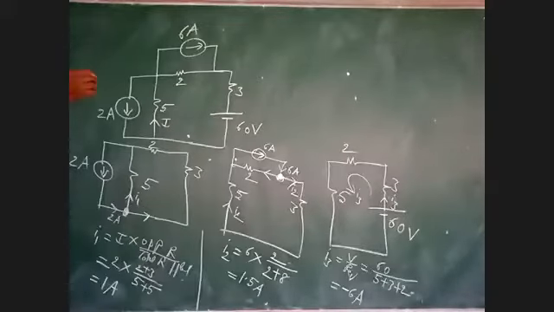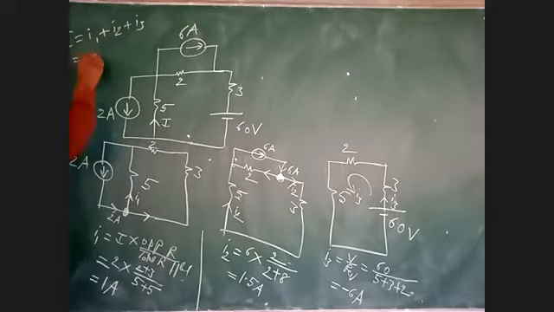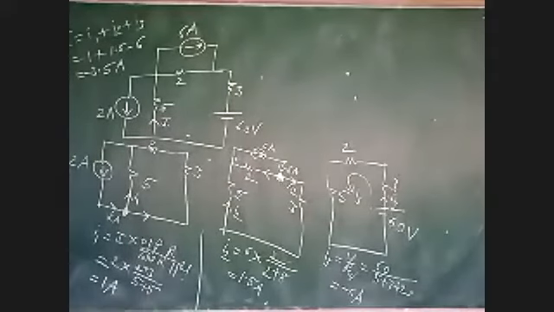Therefore, the total current I is equal to I1 plus I2 plus I3. Your I1 is 1, plus 1.5, minus 6. How much? Minus 3.5. Yes, sir.